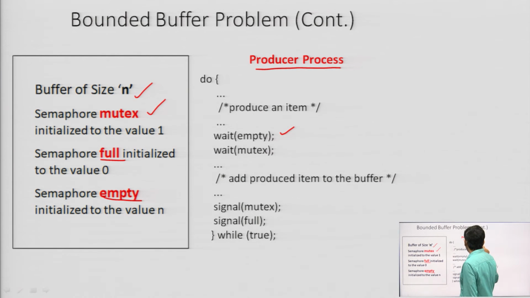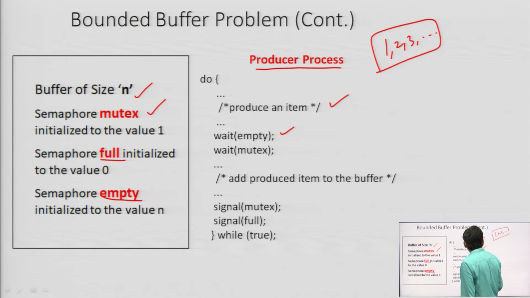If the producer process is there, it will obviously produce some item. If the number of empty slots is 1, 2, 3 or anything like this, then the produced item will be kept in the buffer. And if the number of empty slots is 0, then we cannot put any item in the buffer. So, simply the producer process will wait. That is why wait empty. Wait empty means if the empty is 0, let us wait. When the empty becomes positive, then we will enter the critical section, or we will put the produced item in the buffer.